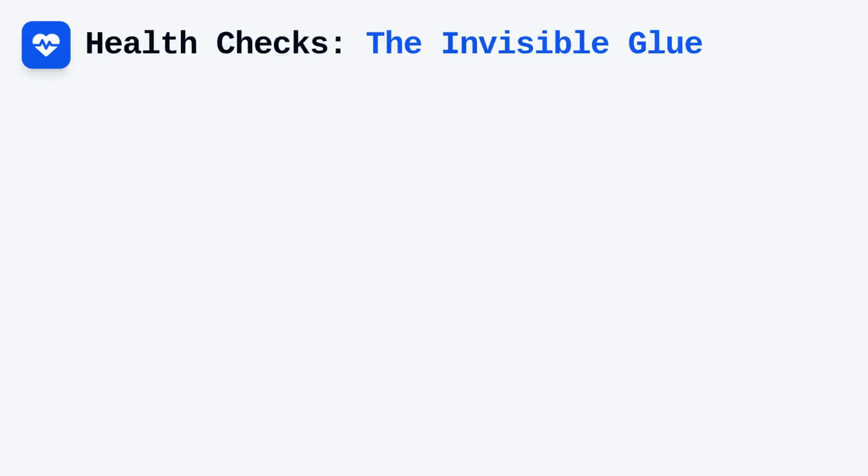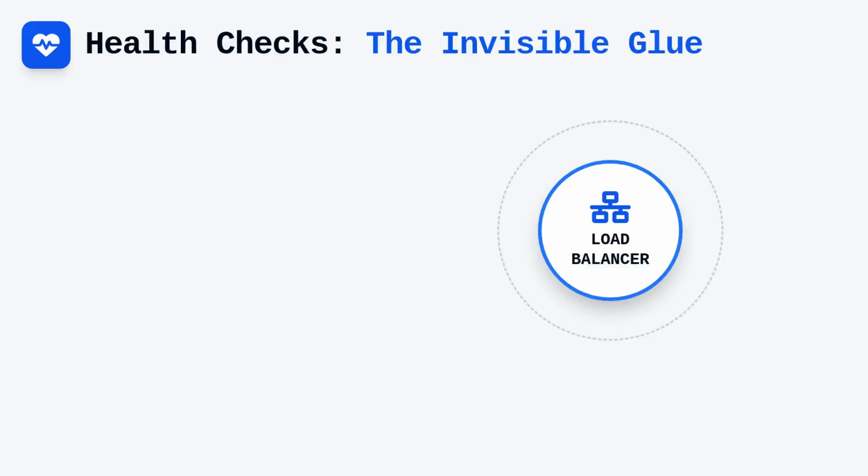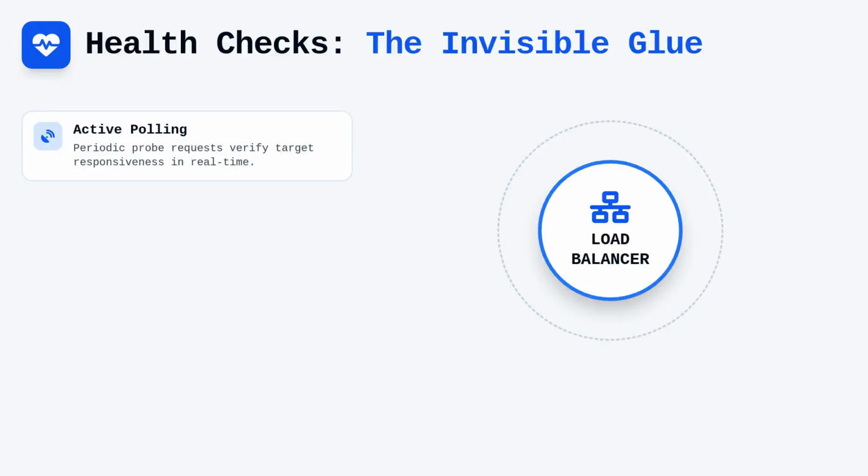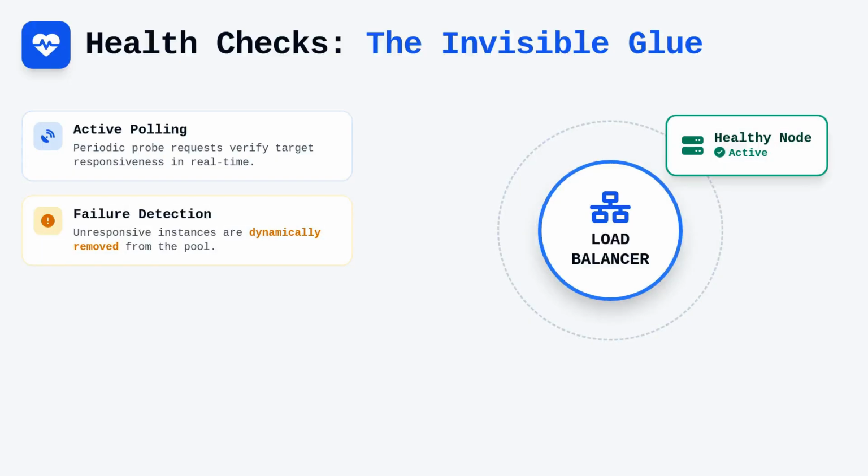The invisible glue that holds all of these load balancing configurations together is the concept of health checks. A load balancer is only as effective as its ability to verify the status of the targets it governs by actively polling endpoints. By sending periodic probe requests, the system can determine if an instance is responsive or if it has entered a degraded, unhealthy state. Should an instance fail to respond correctly within the defined threshold, the balancer dynamically removes it from the routing pool, routing traffic away from the faulty component immediately.